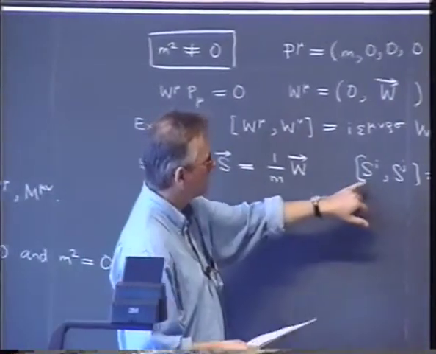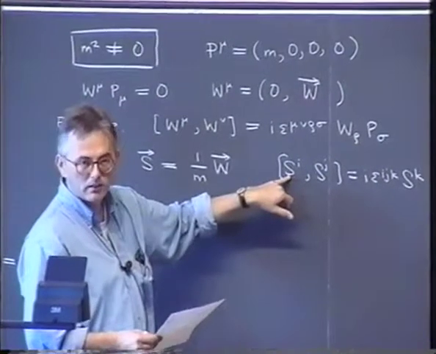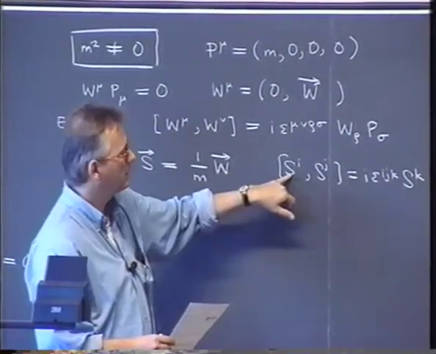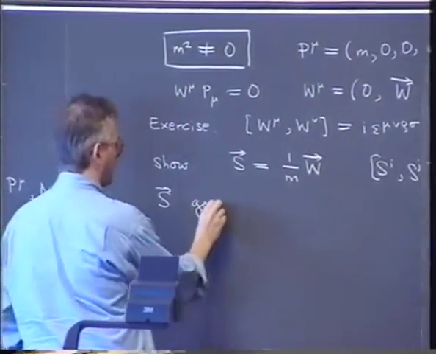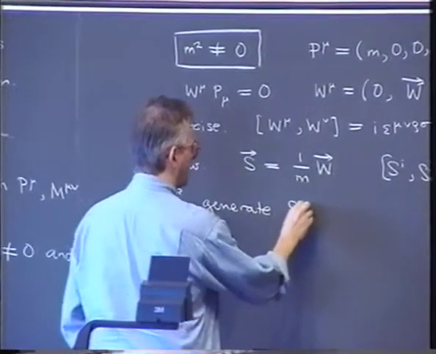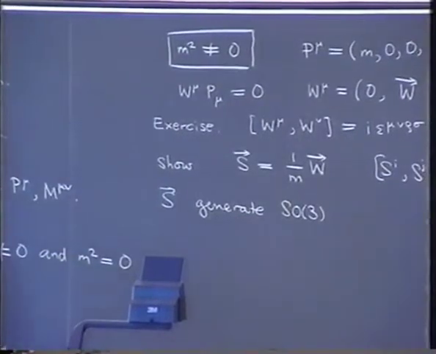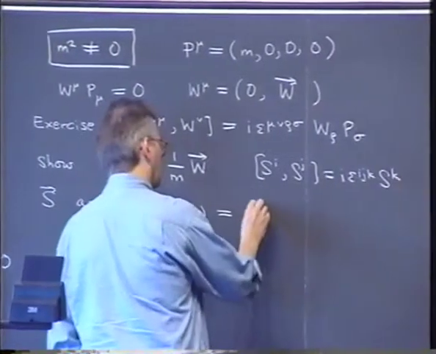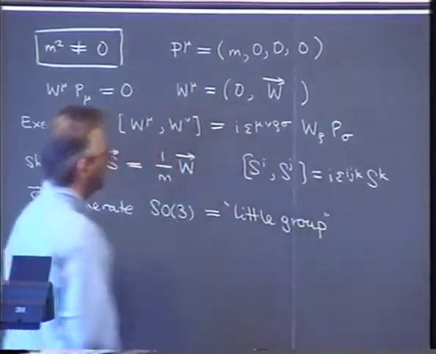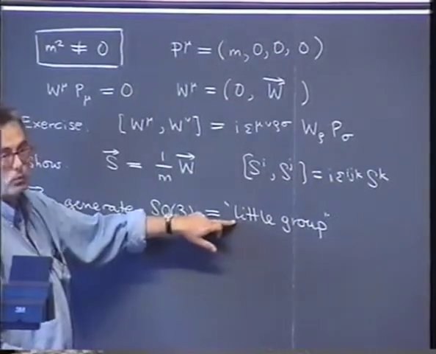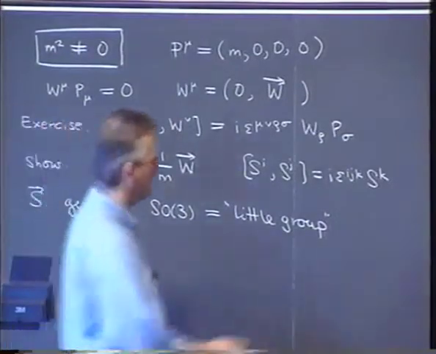So what is this? Of course, this is spin angular momentum, and the generators of spin angular momentum operators generate the rotation group. S generate SO3, and SO3 in this context is also called little group. Namely, that group, that subgroup of the Lorentz group that leaves invariant this special 4-vector.